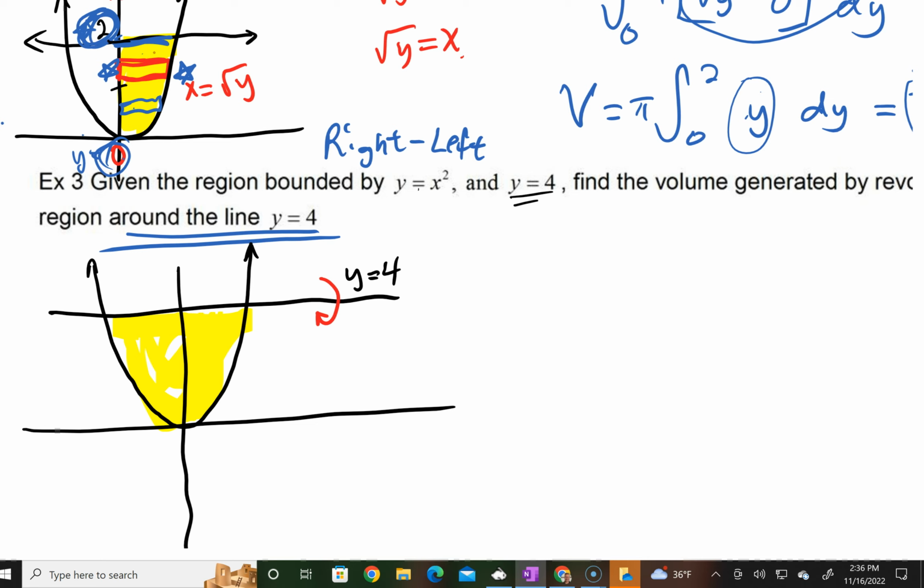Holy cow. All of a sudden, kids will go, are you kidding me? You're going to spin that yellow region around y equals 4? We're going to get a three-dimensional solid? I'm trying to find the volume of that? Holy cow.